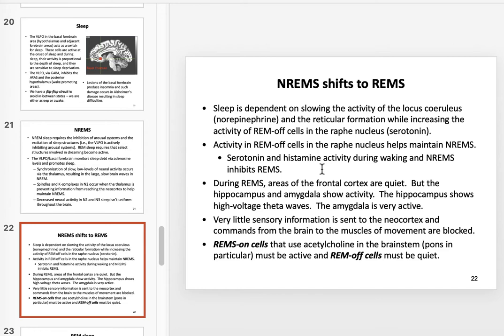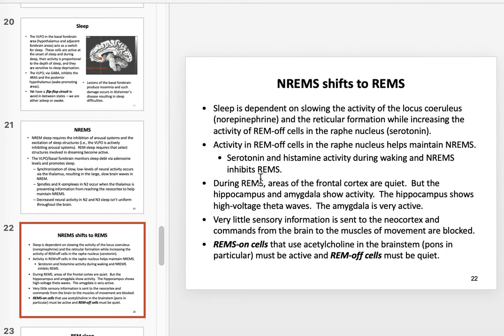And so what's going to happen is we're going to have two groups of cells. We're going to have what we call REM off cells and REM on cells. And they appear to be clusters of cells that behave differently in the brainstem. Okay? So REM off cells occur in the raphe nucleus, and they help maintain non-REM sleep. So in other words, they are saying you need sleep. You don't need to dream right now. And so serotonin and histamine are both active during waking and non-REM, and they inhibit REM.